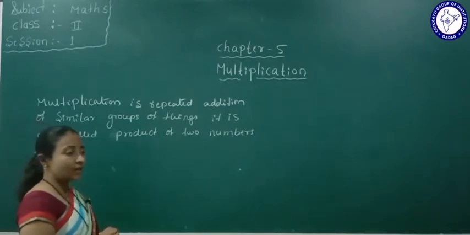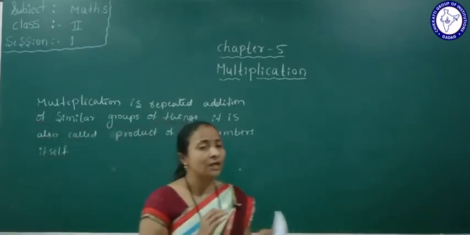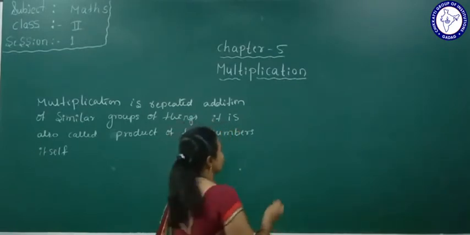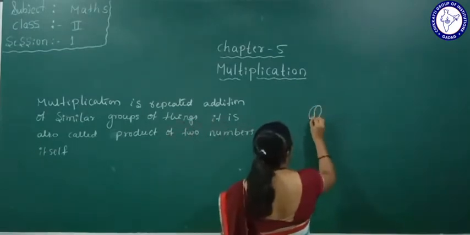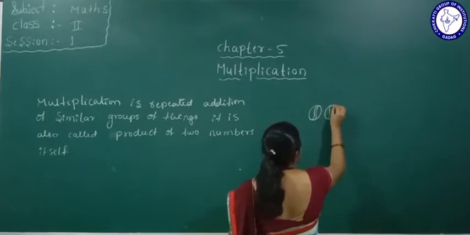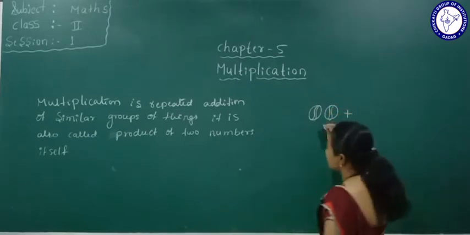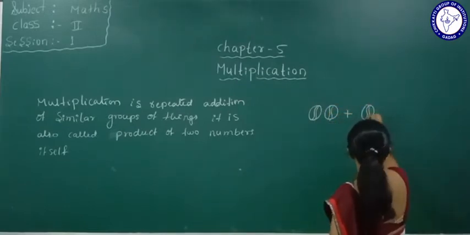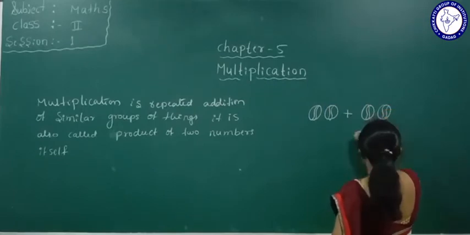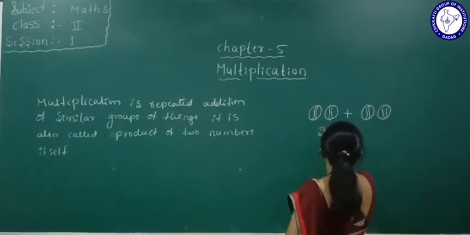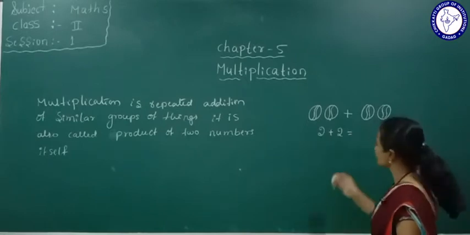So it means, for example, we'll take a ball now. In another group also we'll take a ball only. See here example, I'll take two balls here, plus we'll take two balls here also. So here 2 plus 2 is equal to how much? 2 plus 2 is equal to 4.